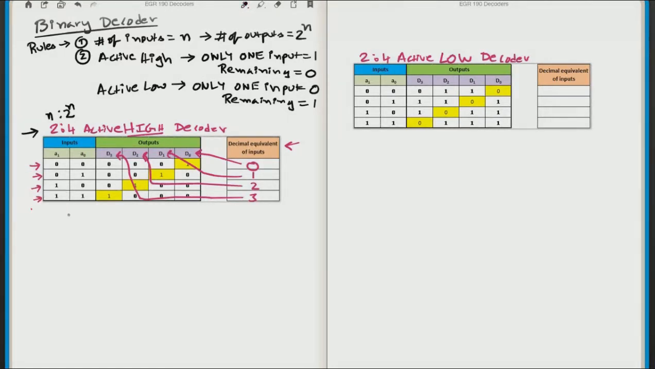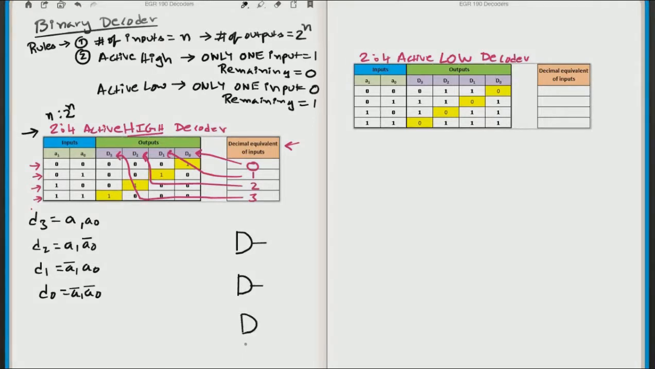Now let's derive this logic function. If you derive this logic function, D3 is A1 A0, D2 is A1 A0 bar, D1 is A1 bar A0, D0 is A1 bar A0 bar. So if you see, all the outputs have a product term which can be implemented by which logic gate? It is an AND gate. So I'm going to design 4 AND gates, one for each of my outputs D3, D2, D1, D0.